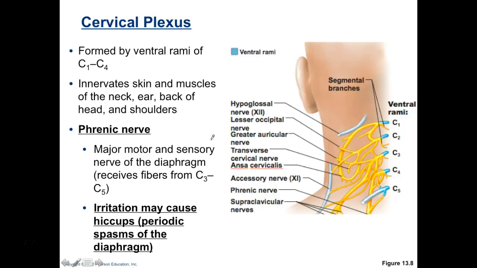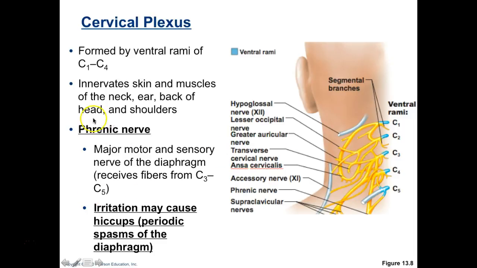So let's talk really quickly about these different plexi. We're going to talk about 4 of them total. Your first one is going to be your cervical plexus. They come from the ventral rami of C1 to C4, and they're just going to give branches to a bunch of different nerves that'll supply the skin and muscles of the area of the neck, the ear, the back of the head, and the shoulders.